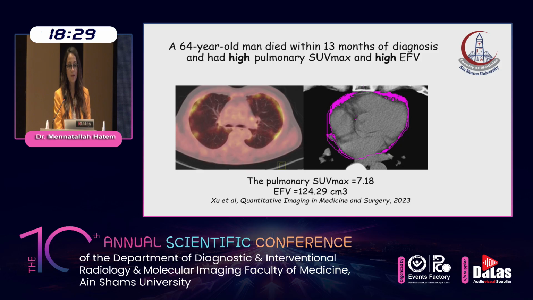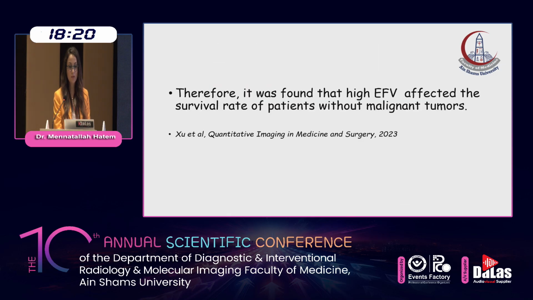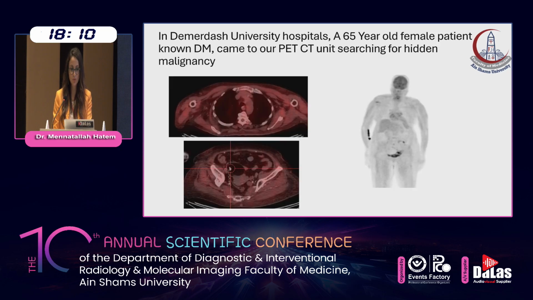This is a 64-year-old man who died within 13 months. He had both high pulmonary SUV and high epicardial fat volume. So therefore, it was found that the high epicardial fat volume and also the pulmonary SUV max affected the survival rate of patients without malignant tumors.